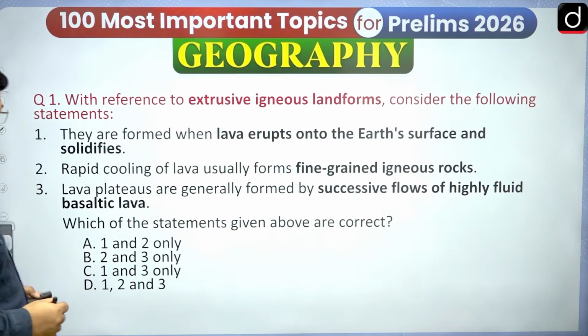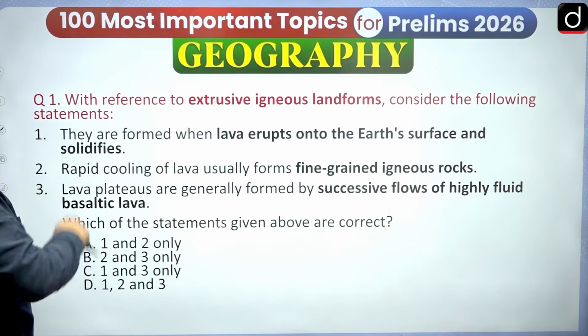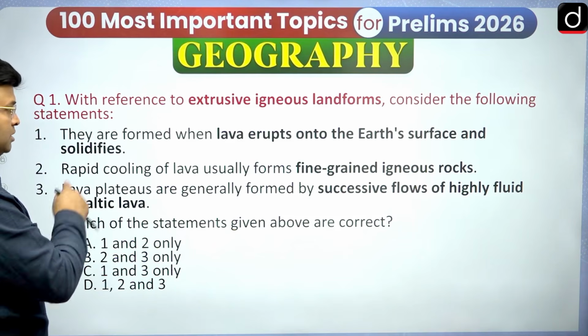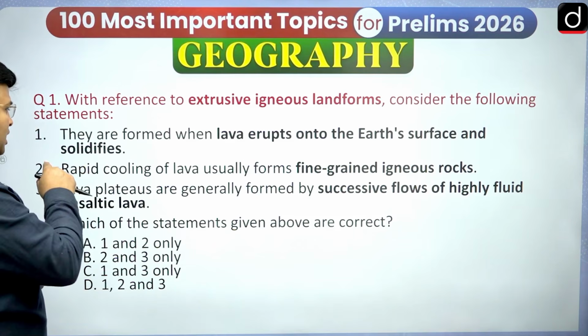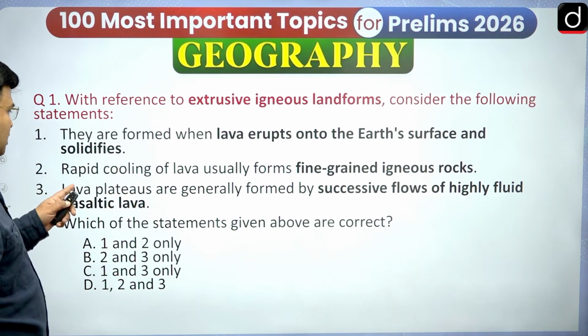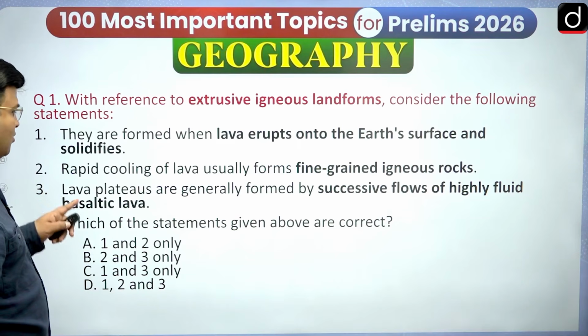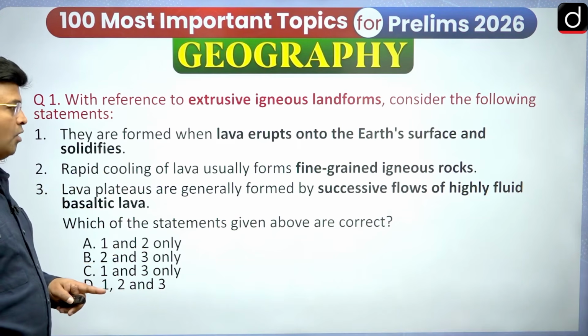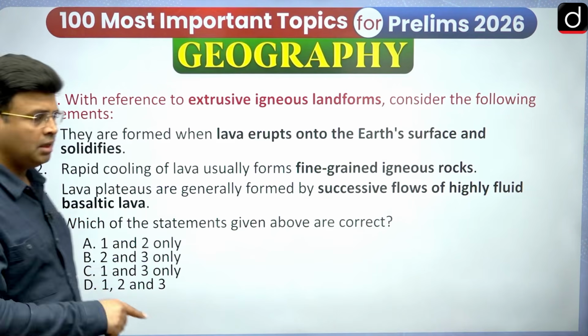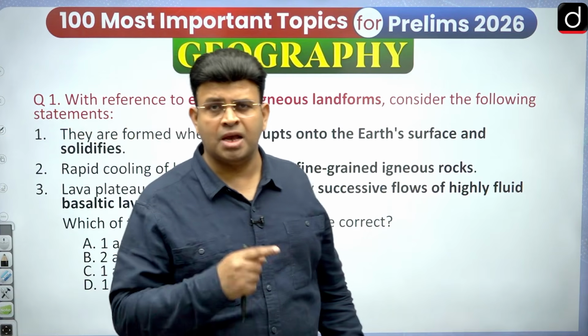On the basis of that, with reference to extrusive igneous landforms, consider the following statements and say whether each is right or wrong. First, they are formed when lava erupts onto the Earth's surface and solidifies. Second, rapid cooling of lava usually forms fine-grained igneous rock. Third, lava plateaus are generally formed by the successive flow of highly fluid basaltic lava. Please check out all these questions; in the next, 4th episode, I will answer them.